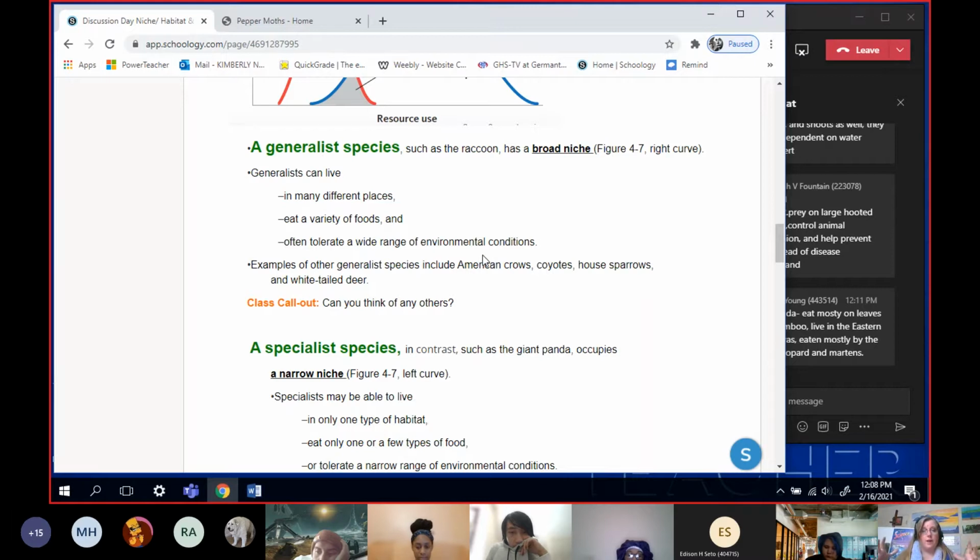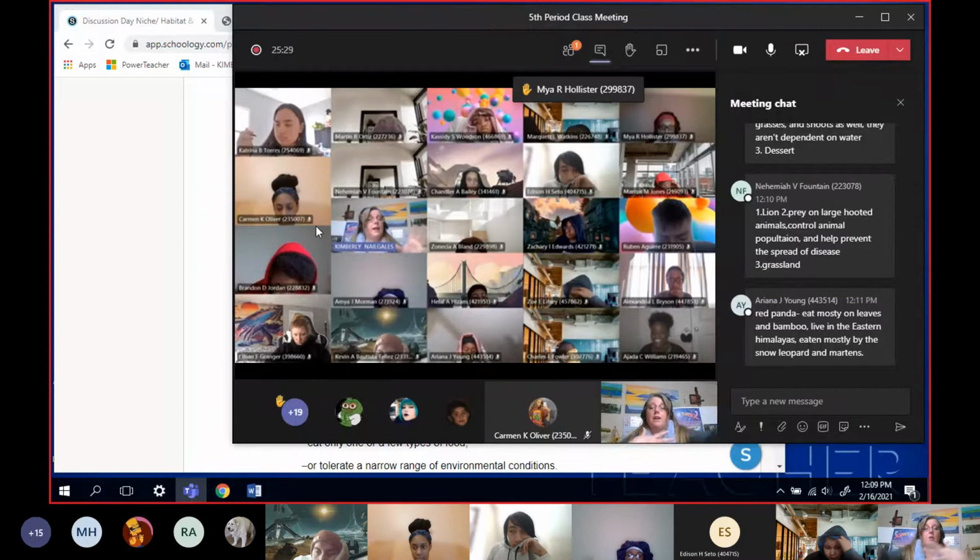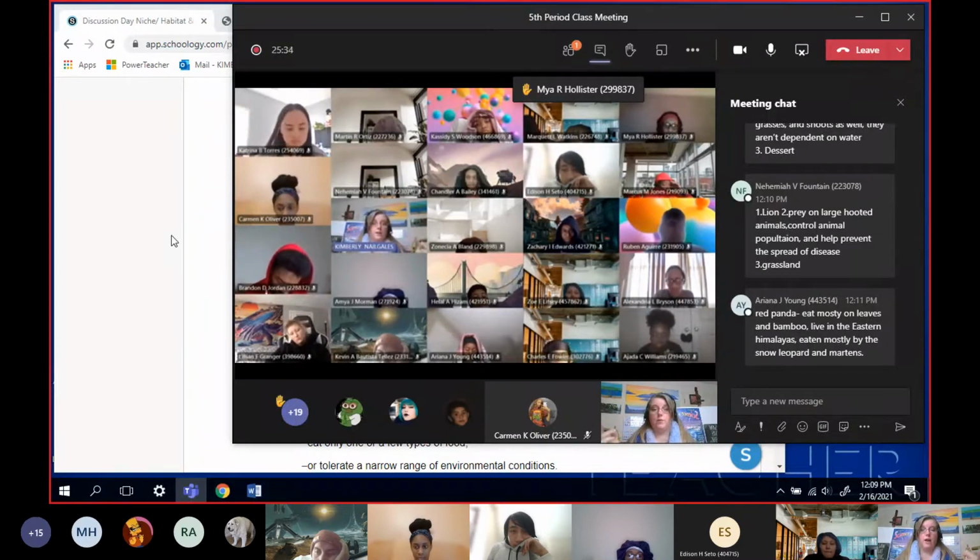So the generalist, like the raccoon, the other examples are American crows, coyotes, house sparrows, white-tailed deer. Can you guys, this is the part for you guys, get on your mic. Can you guys think of another generalist species? The ones I gave you: crow, white-tailed deer, raccoons. These are the ones that can live anywhere and do anything. A lot of times they are so good.